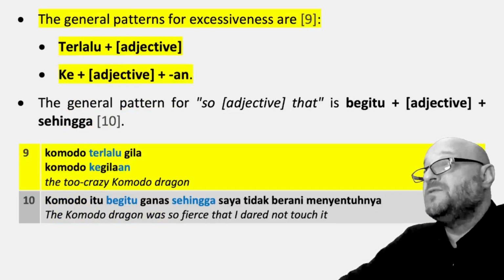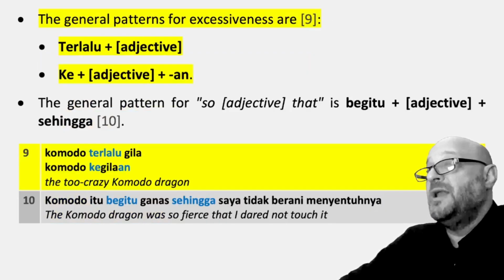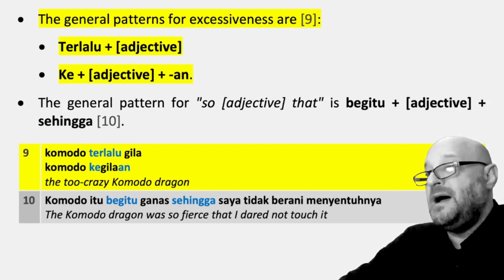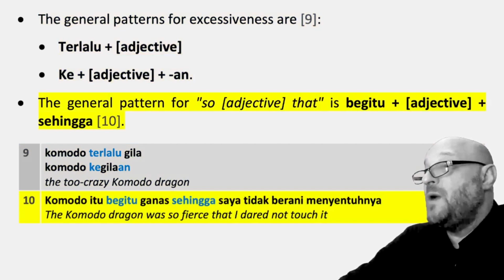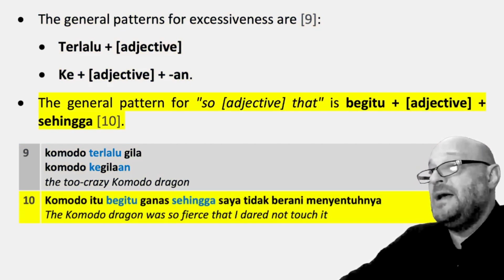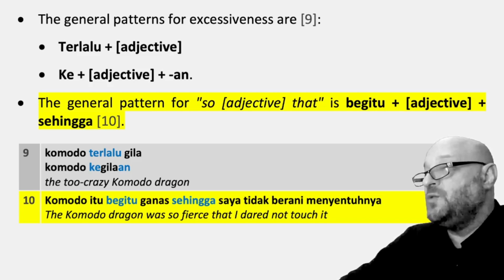The general patterns for excessiveness are tur lalu plus adjective or ke plus adjective plus an. Example 9, Komodo tur lalu gila or Komodo kegilaan, the too crazy Komodo dragon. The general pattern for so adjective that is begitu plus adjective plus sehingga. Example 10, Komodo itu begitu ganas sehingga saya tidak berani menyentuhnya. The Komodo dragon was so fierce that I dared not touch it.